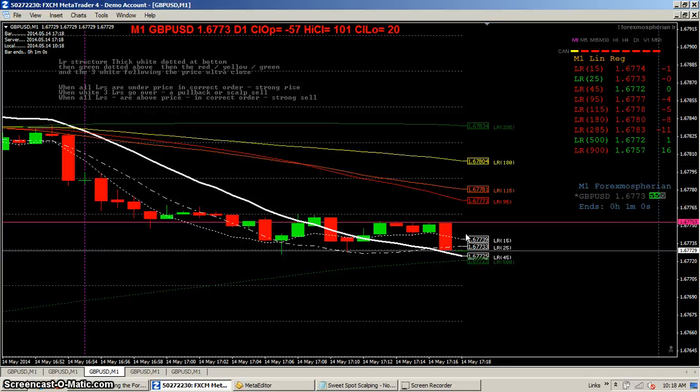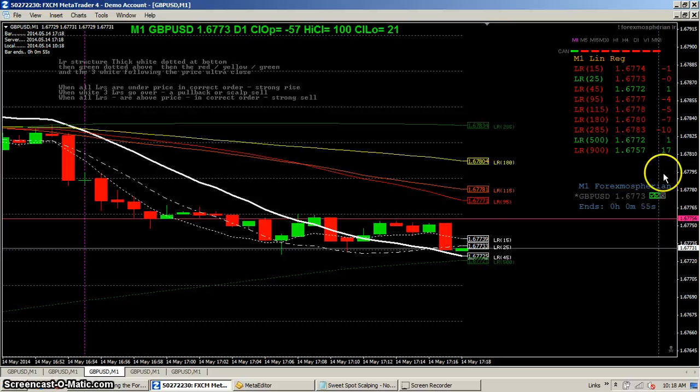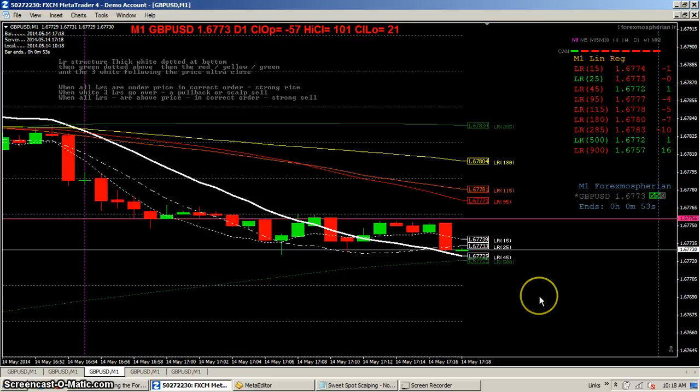So as you can see, we already got our trigger. Now the trigger turned off, so we'd already be in the trade. And we can see what happens. I've got about 2 minutes left.